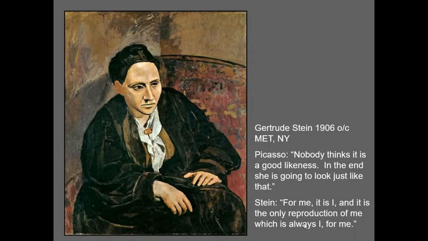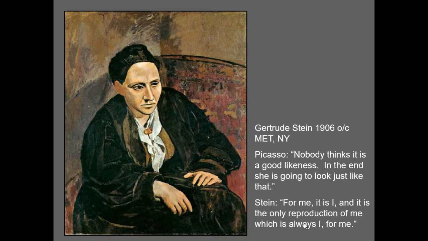So Picasso knew he had a chance to make something that was a landmark, that was going to show that he was a rival to Matisse in this new land of abstraction and modern painting. Picasso said of this, "Everyone thinks it's not a good likeness. In the end, she is going to look just like that." Kind of implying that his painting would be more famous than her actual face or image.